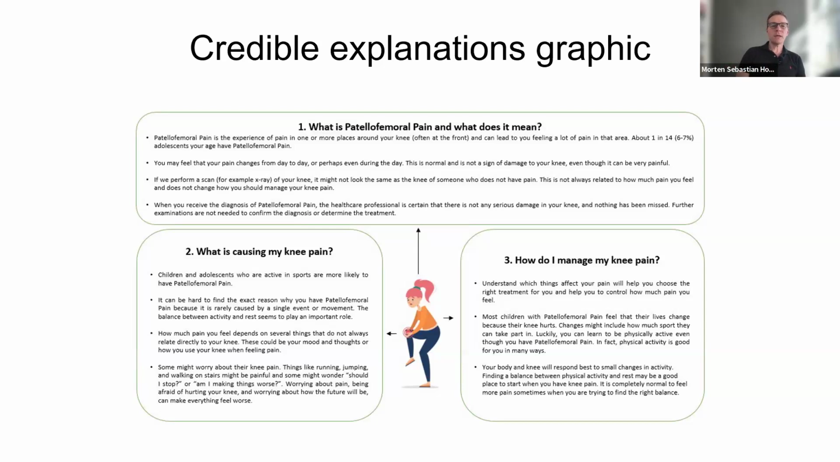And also you can hurt, even though we can't see anything. That's the next part of it. So when you receive a diagnosis of, in this case, chronic knee pain, for instance, the healthcare professional is certain that there's nothing serious to your knees. And that's essentially what we do know, right? So we know there's nothing seriously wrong and nothing has been missed. If we couldn't say that, we would need further examinations. But now that we know nothing is missed, we can say that's your diagnosis.